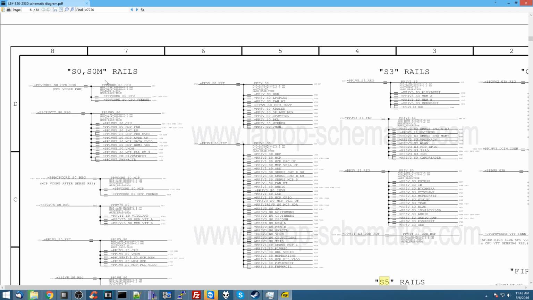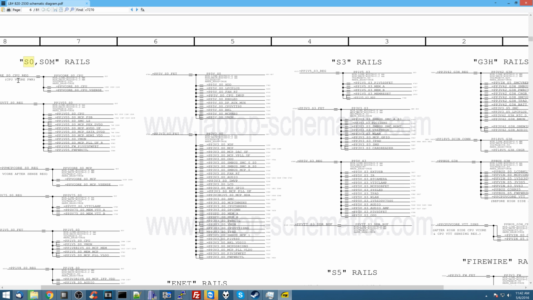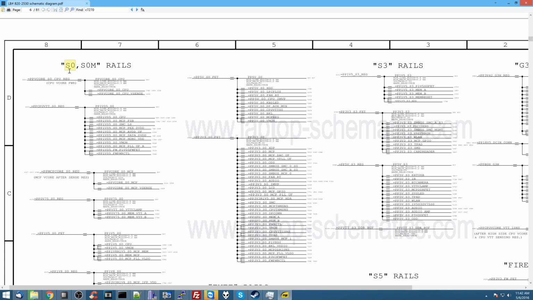And over here, we have S0 rails. The S0 rails are designed to be on whenever the computer is on. So it's on and working. So if the computer's not turning on, why would we check the S0 rails first, particularly if those rails are only supposed to be present when the computer's on?